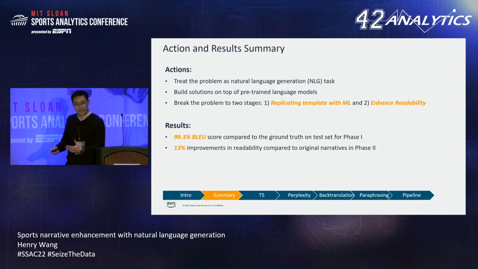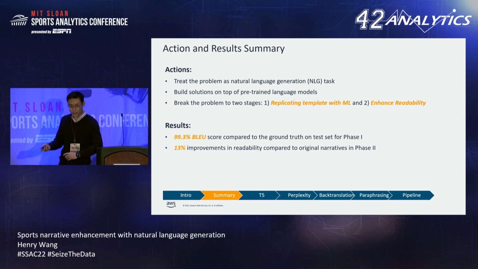So what our team did is that we treat this problem as a natural language generation task. We're thinking about whether we can introduce a machine learning solution to replace existing template solutions and make it easier to maintain and also more scalable for future sports and other use cases. So we built the solution on top of these pre-trained language models, and we break the problem into two stages. The first one is to replicate a template with machine learning models, and the second stage is to enhance the readability of it.